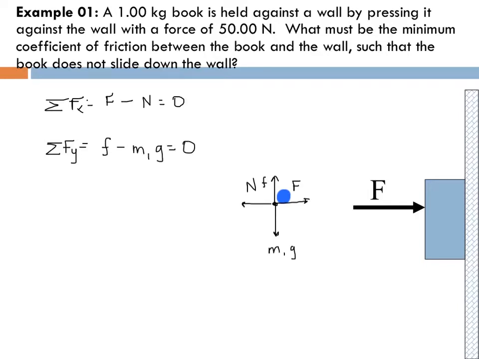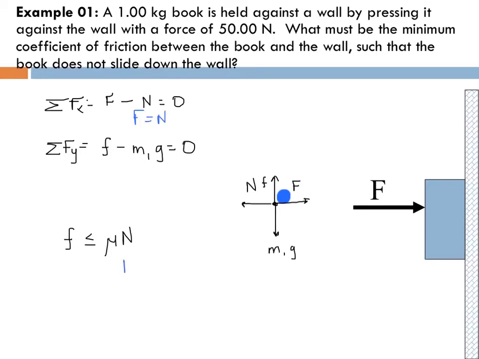So what the problem is asking for is the minimum coefficient of friction between the book and the wall. I know that my friction needs to be less than or equal to my coefficient of static friction times my normal force. So all I need to do is replace all of this with information that I know. I know that my normal force is going to be equal to my force applied.